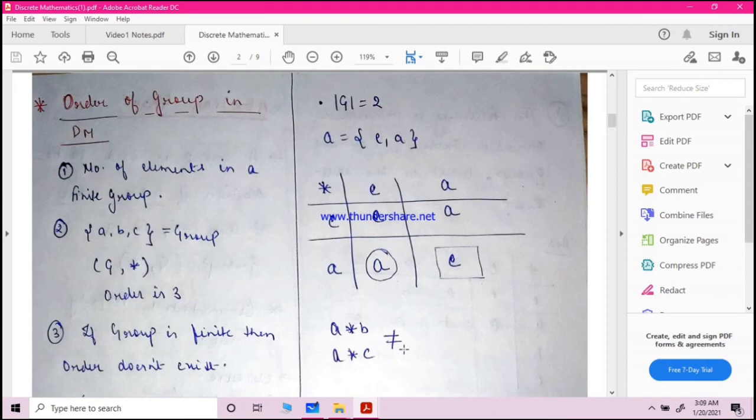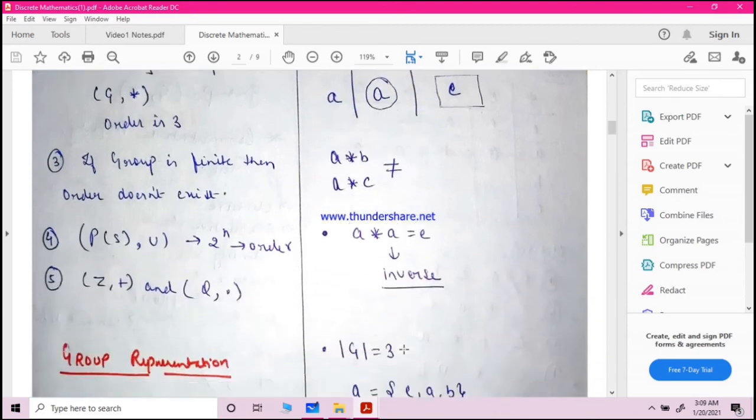Order of a group in discrete mathematics is the number of elements in a finite group. This is a group, its order is 3 as the number of elements in the group is 3. If the group is infinite, then the order doesn't exist. And for a power set, the order is 2 to the power n. And this is how we represent a group.